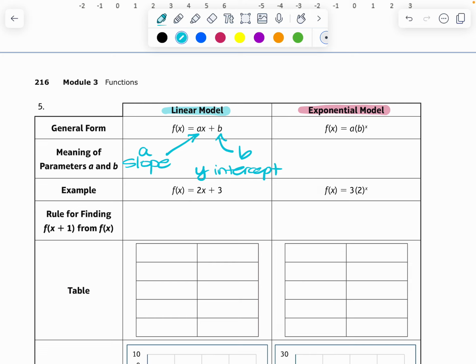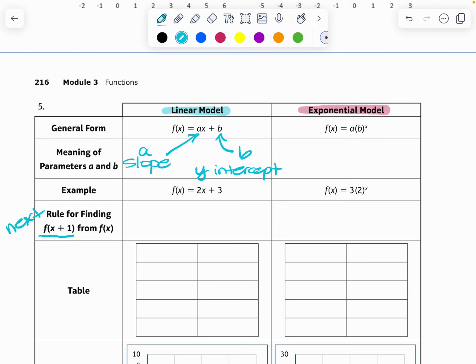All right, here's an example right below it. Okay, so the rule for finding, oh, this is kind of interesting. Look at this. For finding f of x plus 1, wouldn't that be the next term, right? So this is our next output or term, right? All right, so what's happening each time?